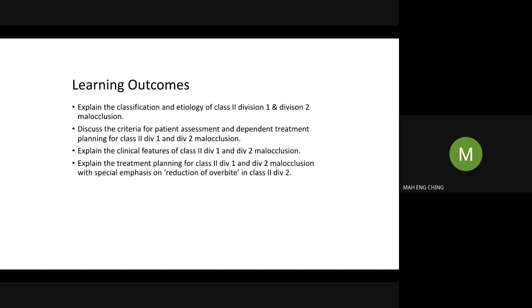Then you should be able to discuss the criteria for the patient assessment and dependence of treatment planning in class 2 division 1, again followed by class 2 division 2. Then you should be able to explain the clinical features of the class 2 division 1, then followed by class 2 division 2 again. Then explain the treatment planning for the class 2 division 1, class 2 division 2 with a special emphasis on the reduction of the overbite for the class 2 division 2.